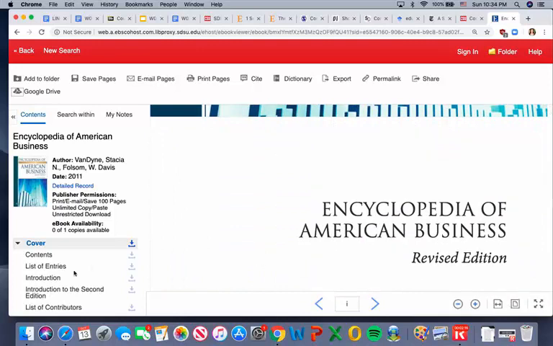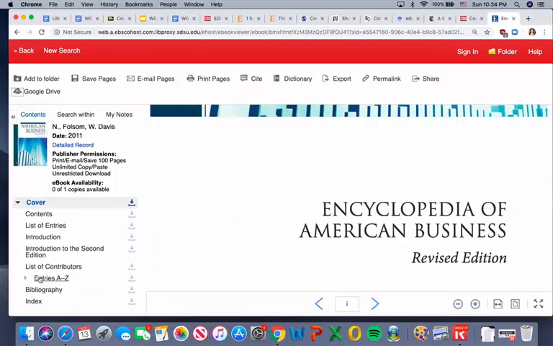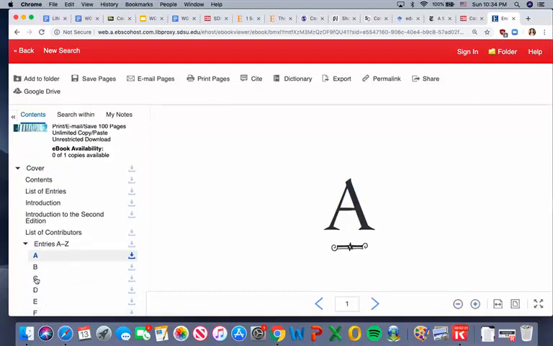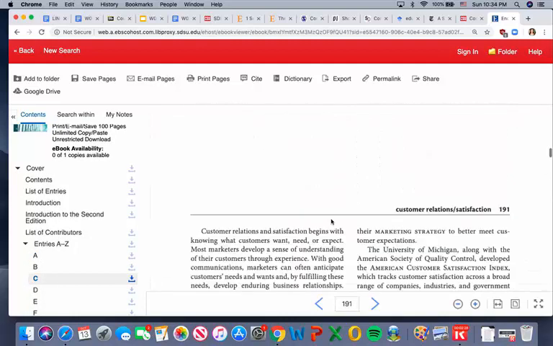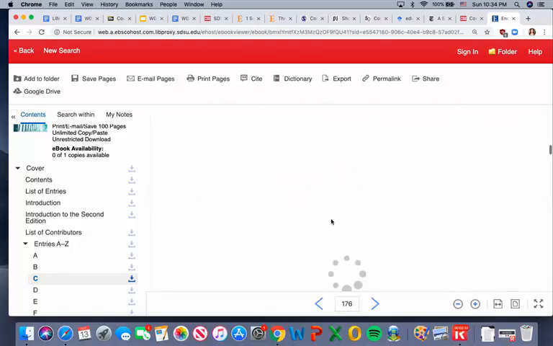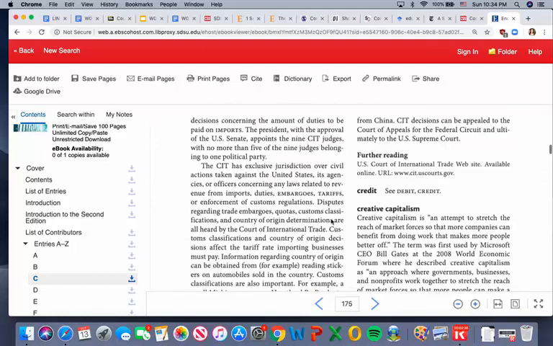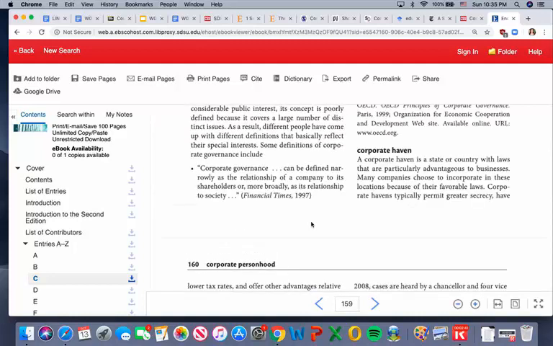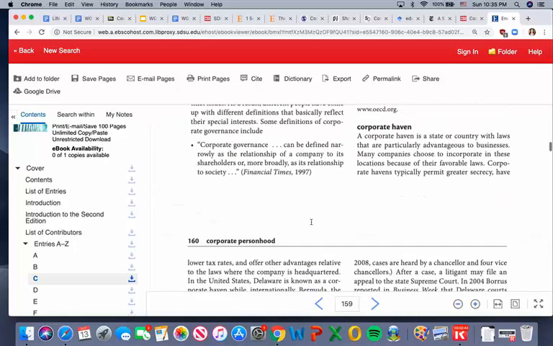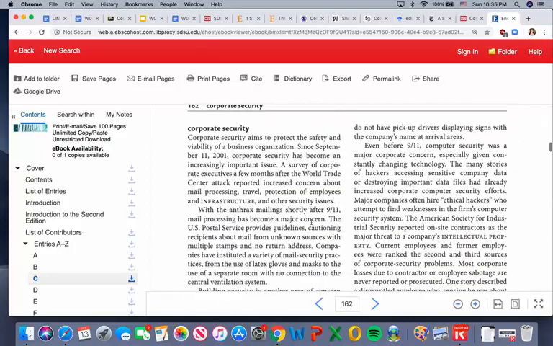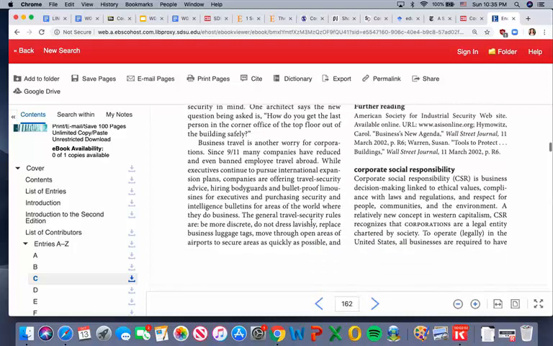So we're going to look at the entries A to Z, because we have to scroll through all of them. I guess there's not a Control F feature, which is unfortunate. So we're looking for corporate social responsibility. Where are we now? I just scrolled a whole bunch. Credit card accountability. Let's see. Stop. Corporate personhood, corporate haven. So we're not that far away. Corporate personhood. And then we've got corporate social responsibility.